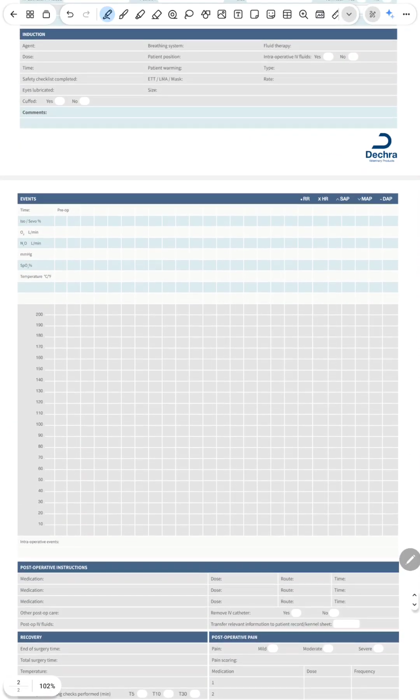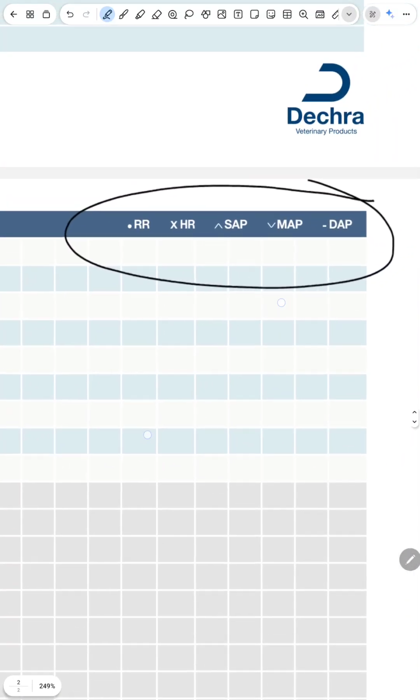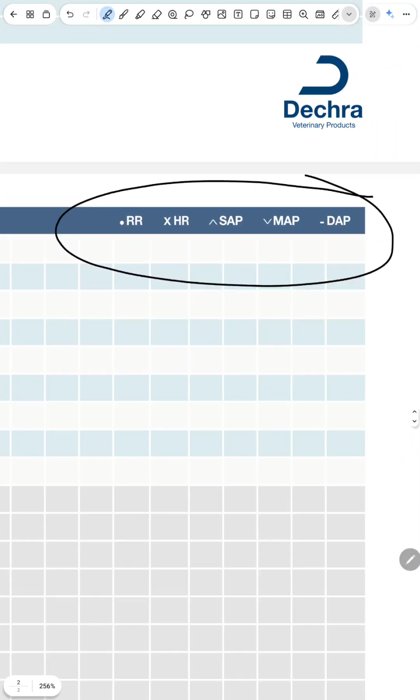But now we get to the grid part. Here's that grid part. All right. So now we have to find our key or our legend or our graph symbols, whatever they're calling it. And these guys kind of hid it in a corner. This is where their graph symbols are. If I make this larger, you can see these guys have done it a little bit differently. The SAP is an up caret, the MAP is a down caret, and the DAP, the diastolic, is a line.